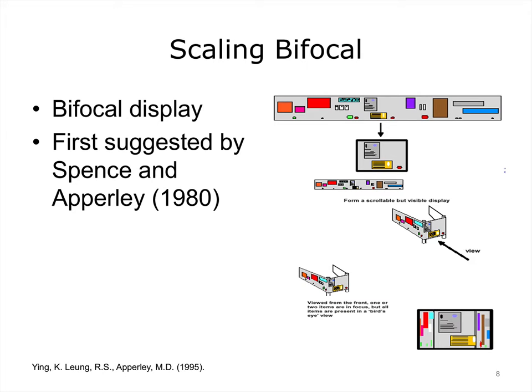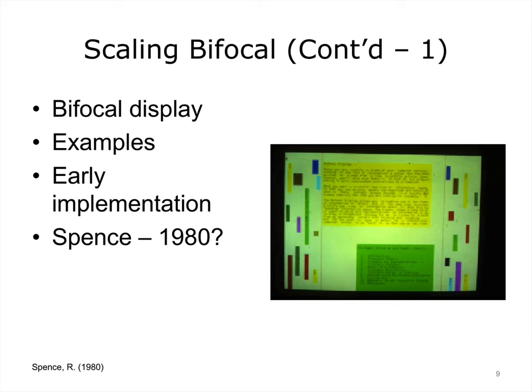Bifocal display uses a similar concept, but instead of a radial distortion of everything outside of the focal view, it folds the visualization in three parts. The main focal part is then shown in great detail. The other two peripheral parts are shown in perspective. Here is a particular implementation of a bifocal display.